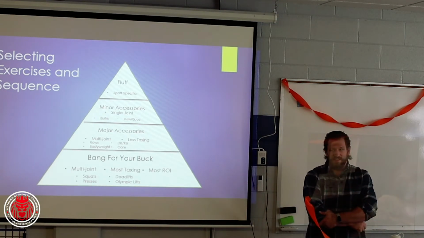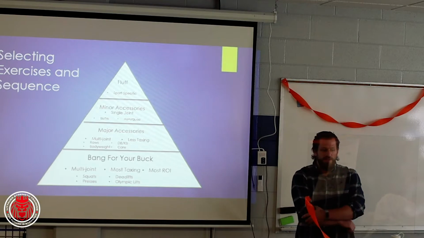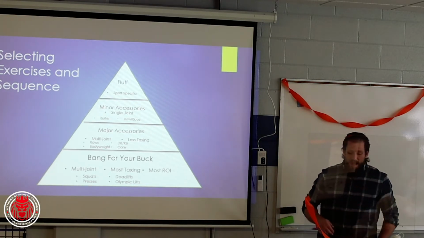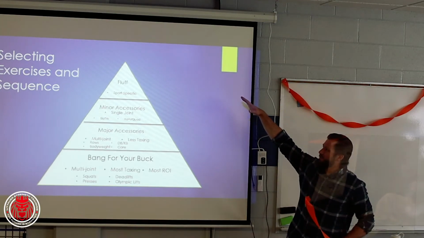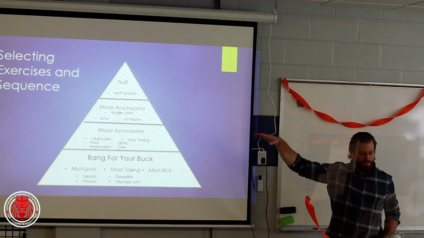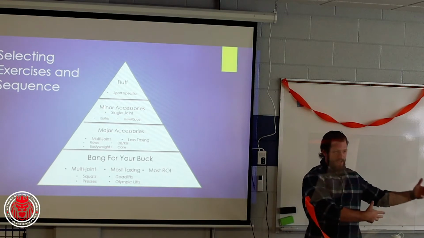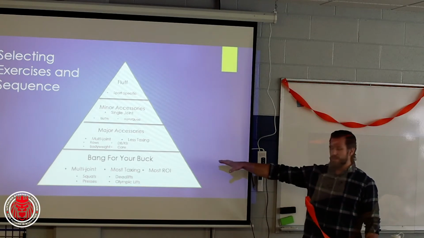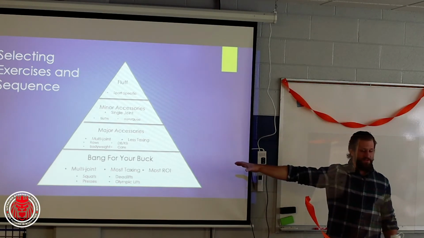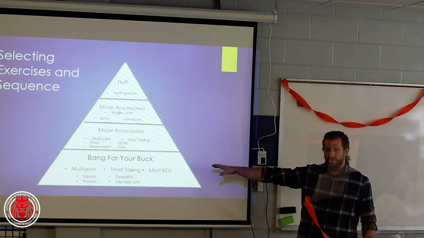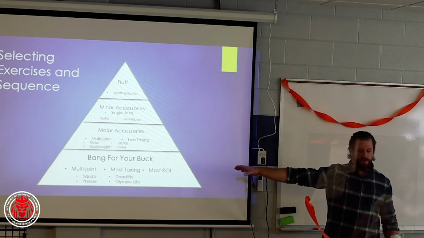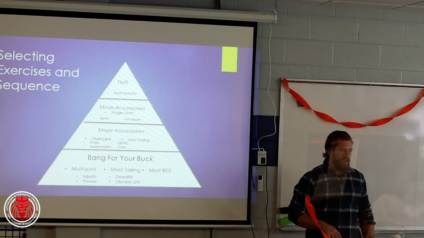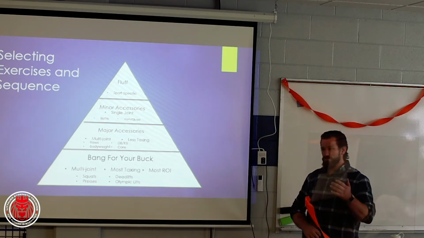Selecting exercises and sequences, because this is where a lot of people go wrong. A lot of people like to flip this pyramid upside down. When we look at building a base for training, especially with low training age, we need to start with the biggest things, the most bang for your buck. If we only have 50 minutes in the weight room, we don't want to spend time doing stuff that's pointless.